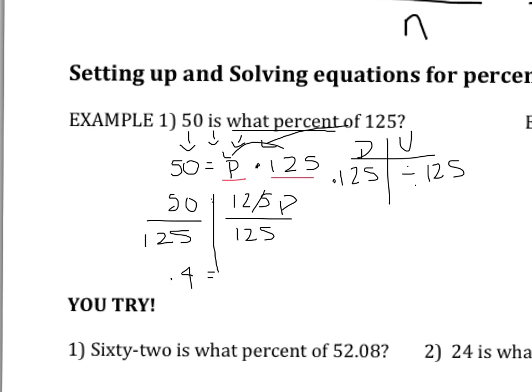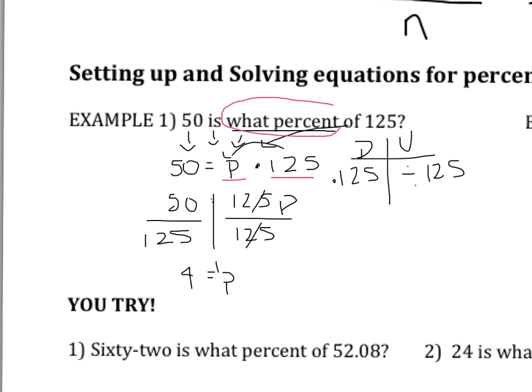My 125s are going to cancel out, and I'm left with p equals 0.4. Now, our third step was to go back and say, are we solving for a percent? Okay, I circled this, but this is not our final answer. We are solving for a percent. We'll come back up to the question.